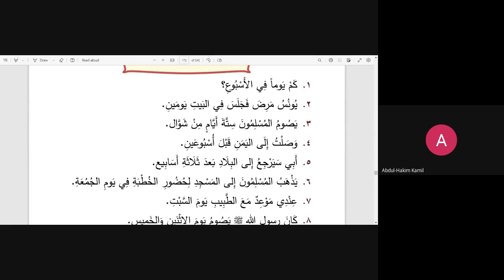They say maw'idun. Maw. It's a mud. Maw. That's a wow. Right. Maw'idun. Indi, maw'idun, and that ya is a mud. Indi maw'idun. Ma'a tabib. Yawm as-sabt. Maw'idun. Take your time. Nice and soft.